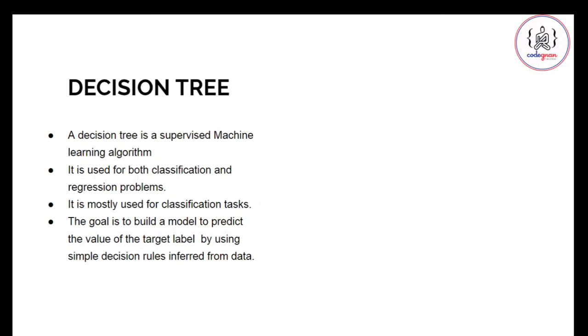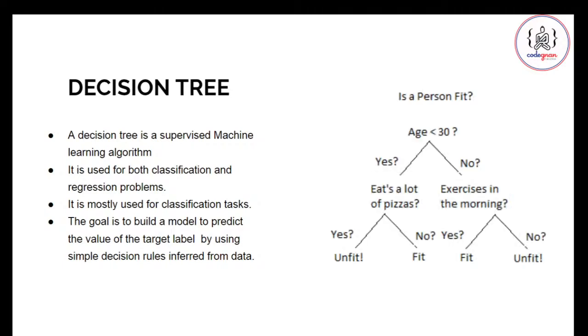Now what do we mean by these simple decision rules and how are they inferred? Let's see an example of a decision tree. We want to find out whether a person is fit or not fit. That is the task, and here we have different features: age, and whether this person eats pizza or not.